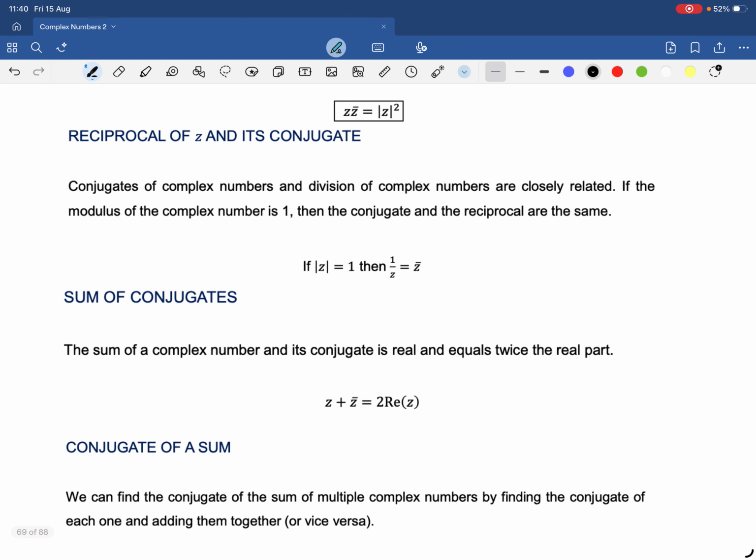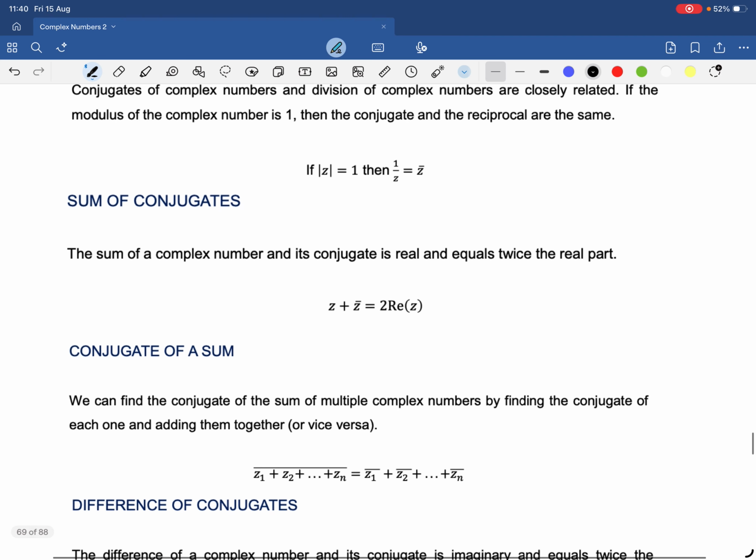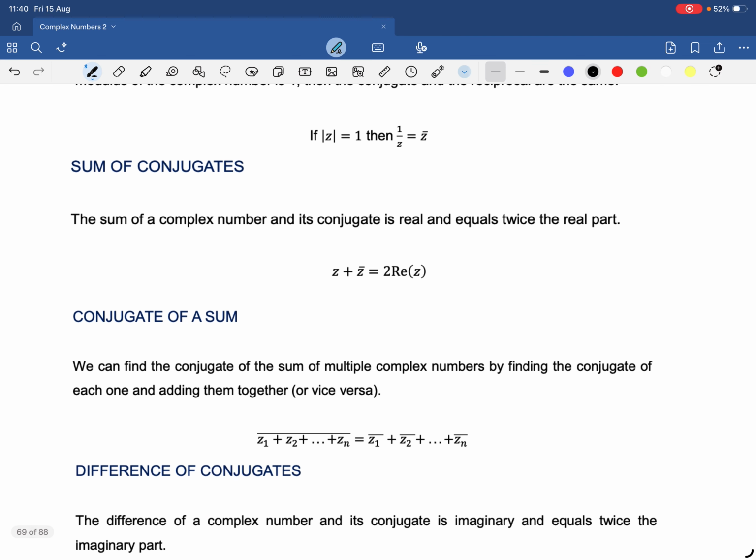Number two is if the modulus of z is 1, then 1 on z is equal to z bar. This one, you need to memorize as well. Z plus z bar is 2 Re(z).